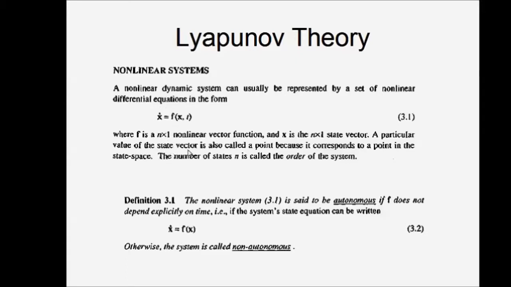A particular value of the state vector is also called a point because it corresponds to a point in the state space. The number of states n, the dimension of the vector space in which the system lies, is also called the order of the system. A nonlinear system 3.1 is said to be autonomous if f does not explicitly depend upon time. That is, if the system's state equation can be written in this form, x dot equal to f(x). If time explicitly enters the function f, then it is said to be a non-autonomous system.